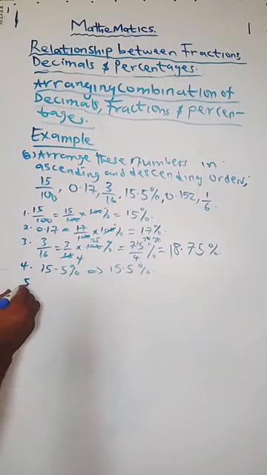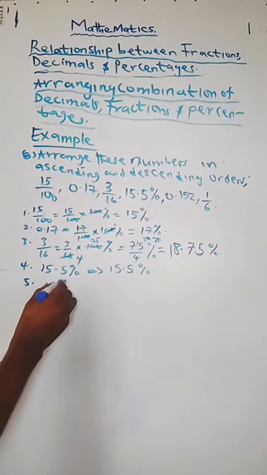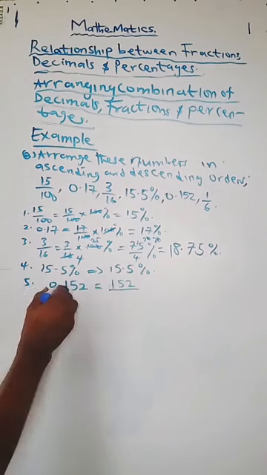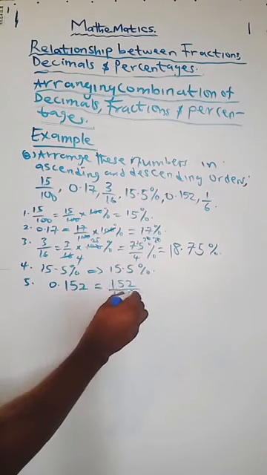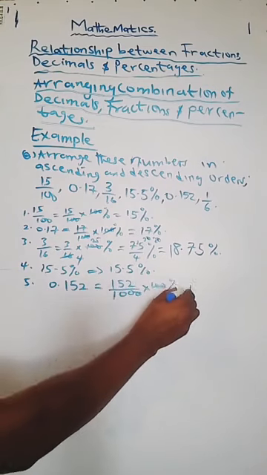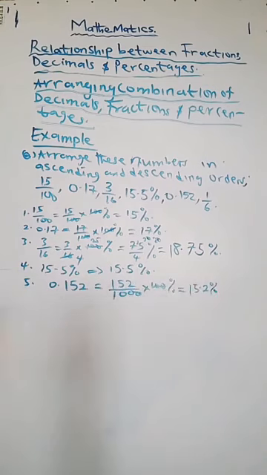So number 5, we have 0.152. That is 152 over 1000. Then to percentage, times 100%. So at the end of the day, we have 15.2%.